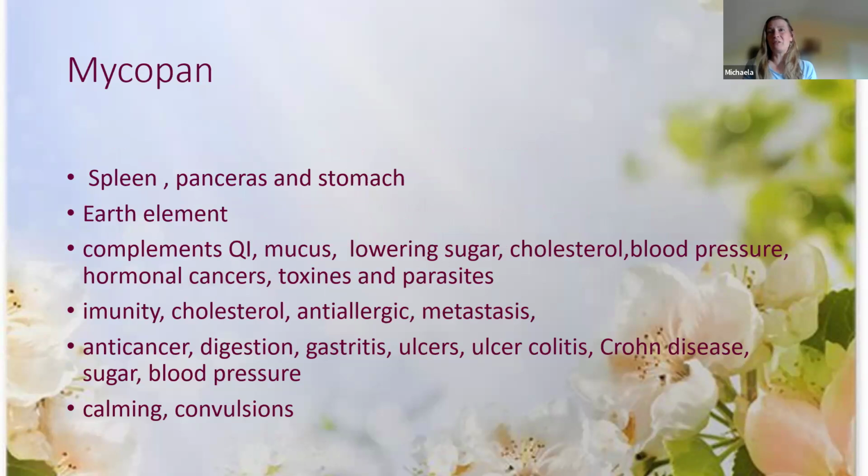We have Mycopan, which I already said we can use. And again, it will depend on which way we need to follow. So Mycopan will be mostly for diabetes of type one. However, as a good support, we can use it also for the second type, as well as Mycohepar. Actually, Mycopan is really good because it complements the chi and also takes out the mucus, which is usually caused by a high blood sugar level.